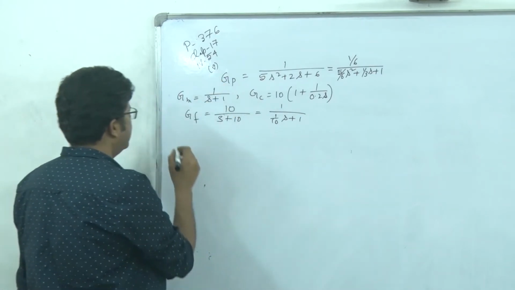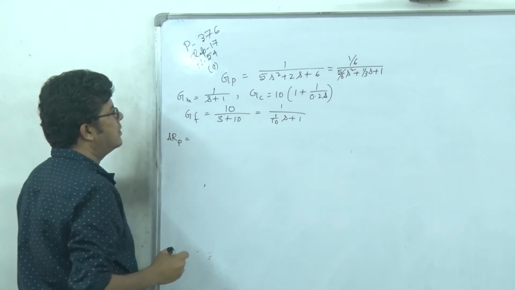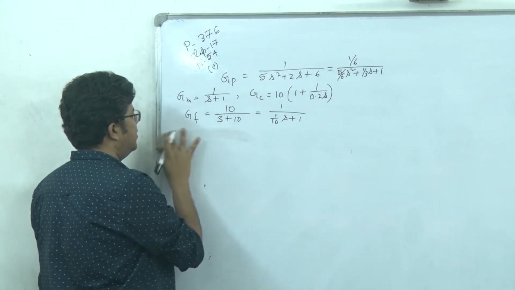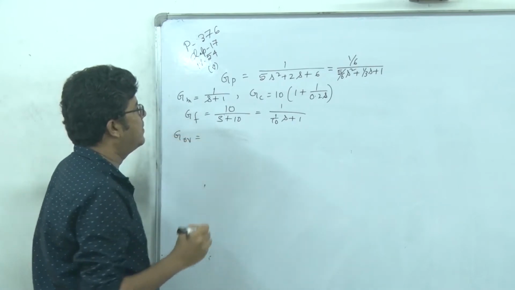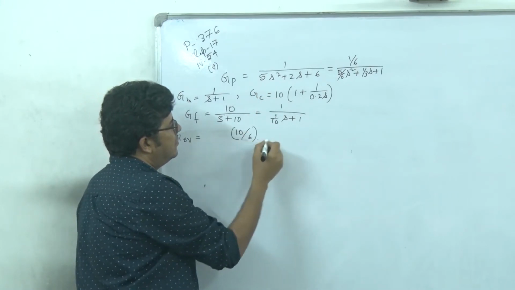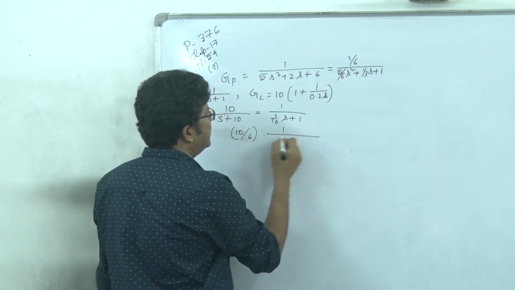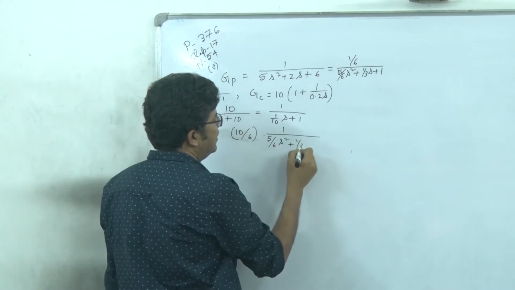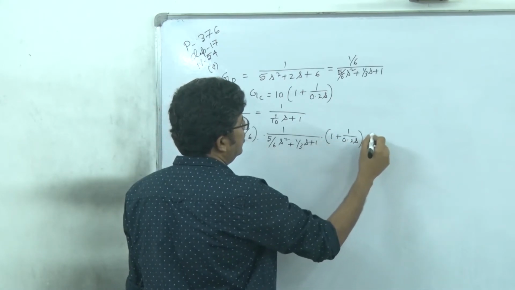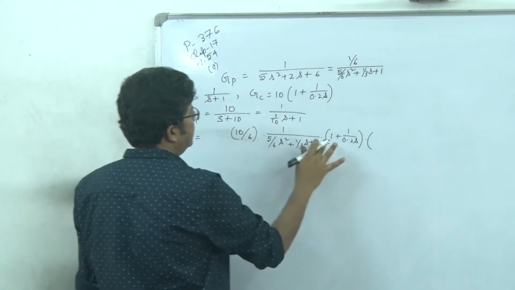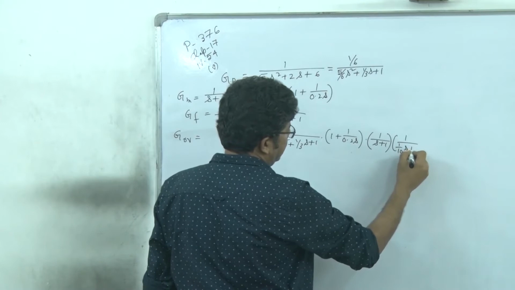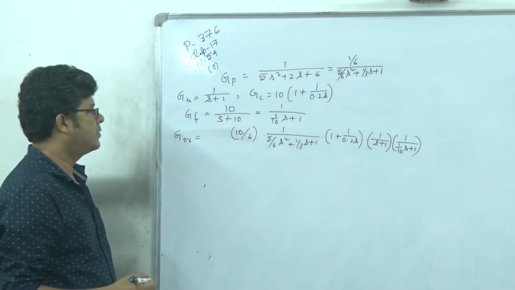So let's say, if we directly write AR, or rather if I now write the overall transfer function, G overall, so we have 1 by 6 into 10, so 10 by 6, multiplied by 1 divided by (5 by 6 s square plus 1/3 s plus 1), into (1 plus 1 divided by 0.2s), into 1 divided by (s plus 1), and into 1 divided by (1 by 10 s plus 1). So that's the overall transfer function, right?